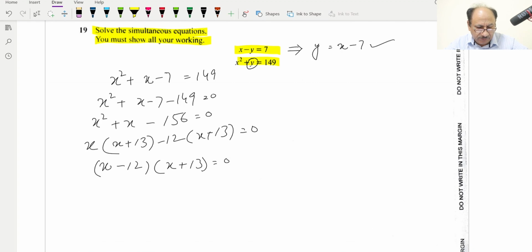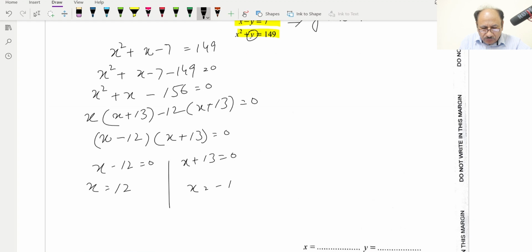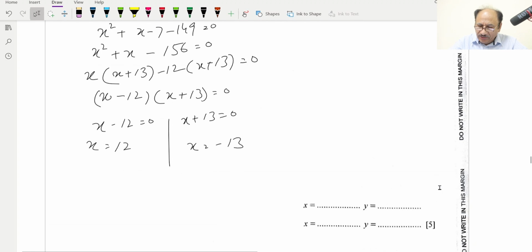Which you can provide. And after this we can solve: x minus 12 is equal to 0, and x plus 13 is equal to 0. One of them is equal to 0, so x is equal to 12 and x is equal to minus 13. These will be the two values which we will be using to find the y coordinate. So we can use 12 and minus 13.